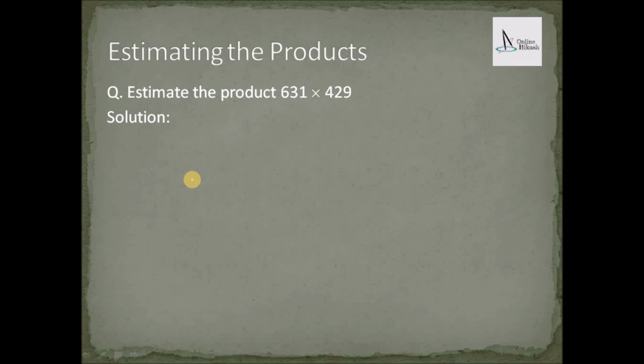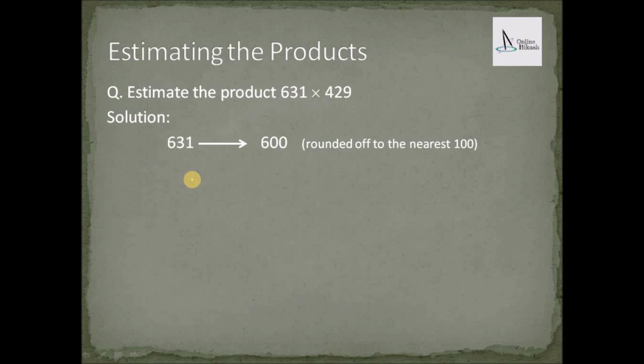Estimate the product 631 multiplied by 429. Okay, so in this case 631 is a bigger number, 429 is also a bigger number. So if you multiply them, then it would definitely take a lot of time to get the actual result. Then what will happen if we estimate the result? Our estimated result will not be the exact result, but it will be closer to the actual result. Okay, so let us see how to do this. In this question it will be mentioned in which place you have to round it.